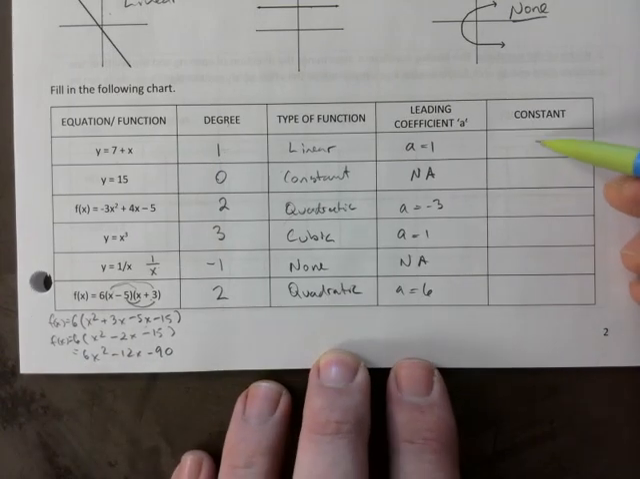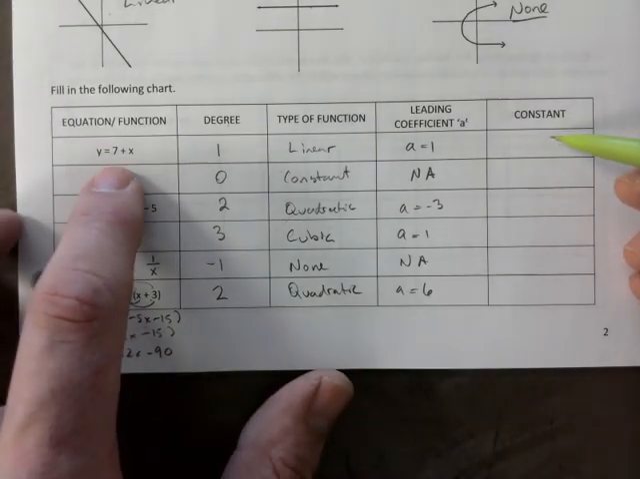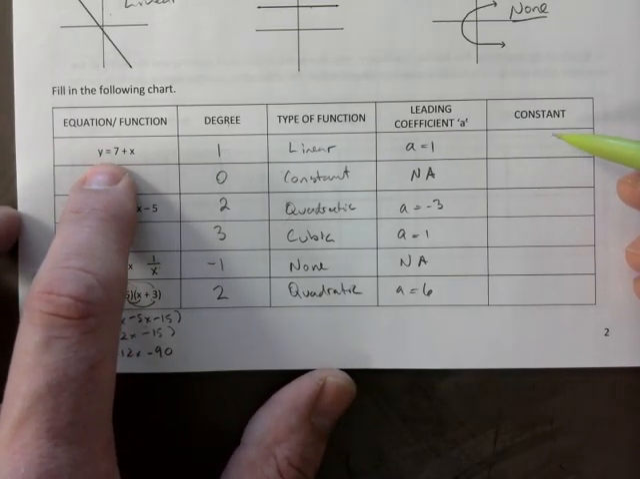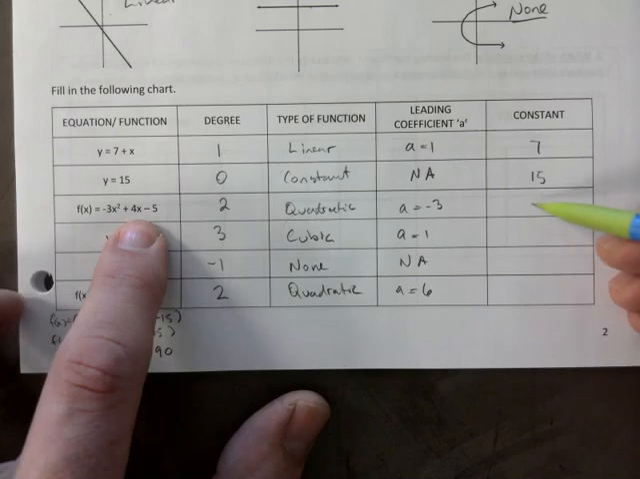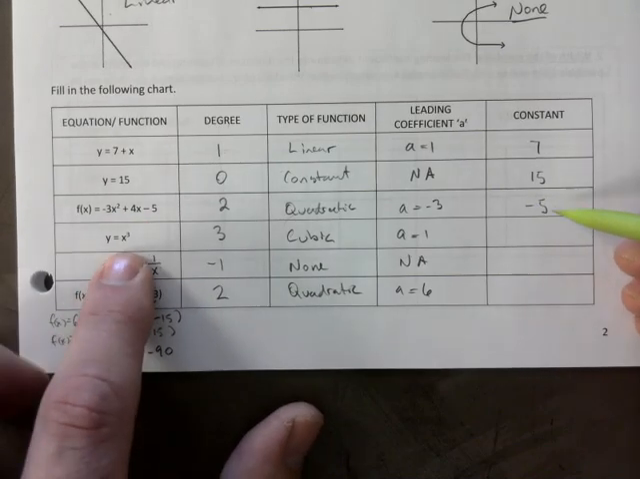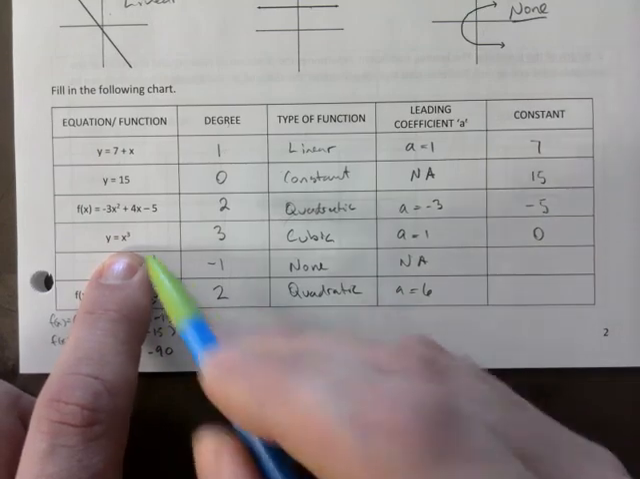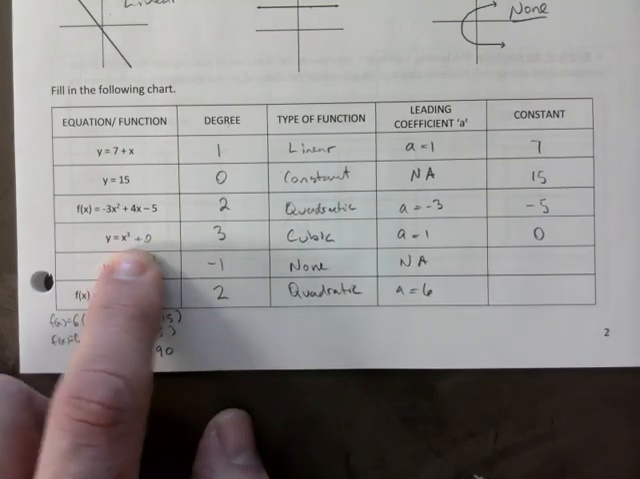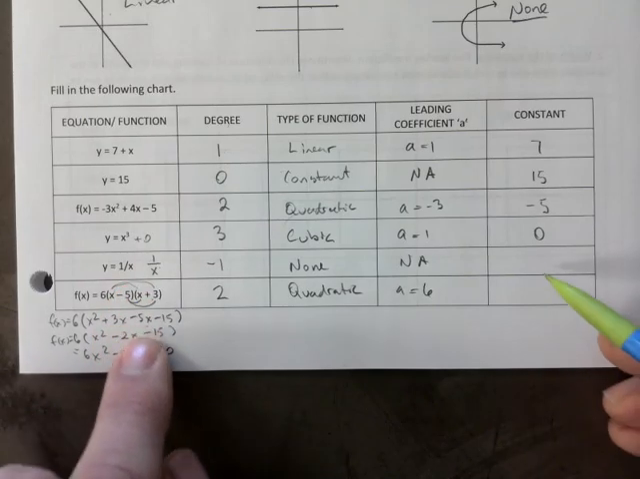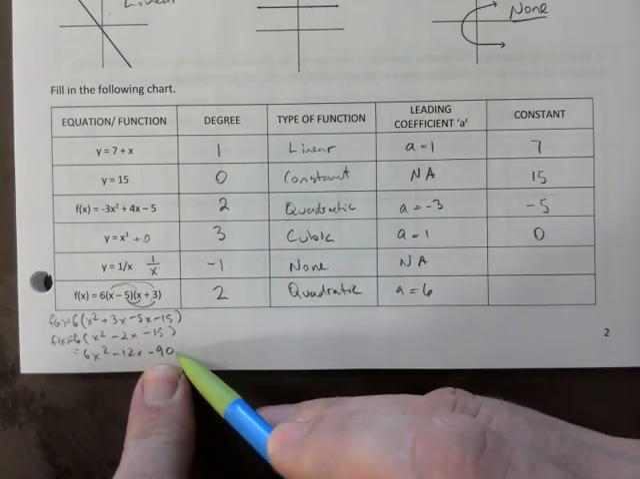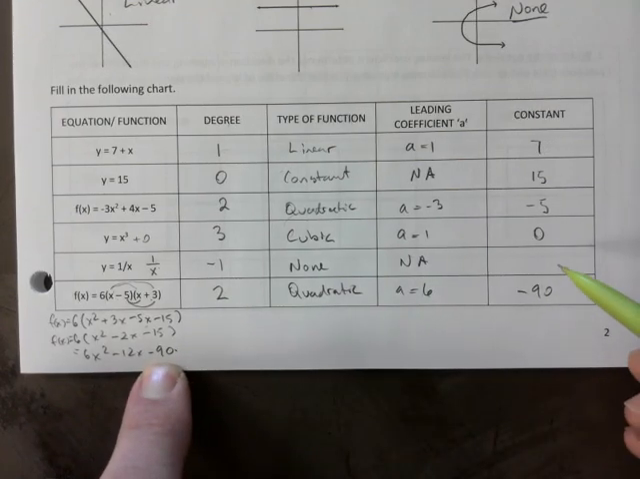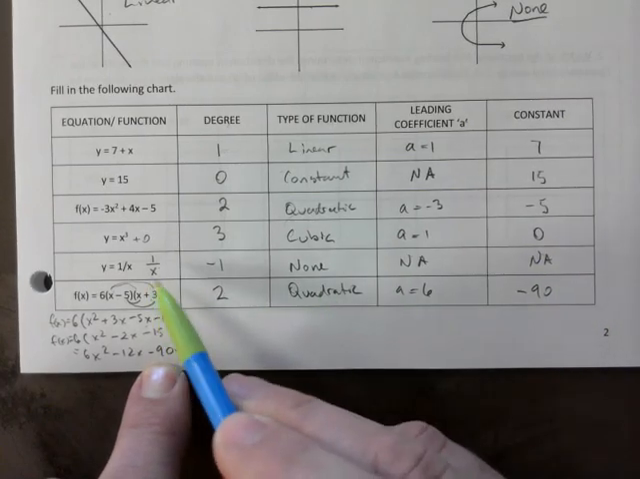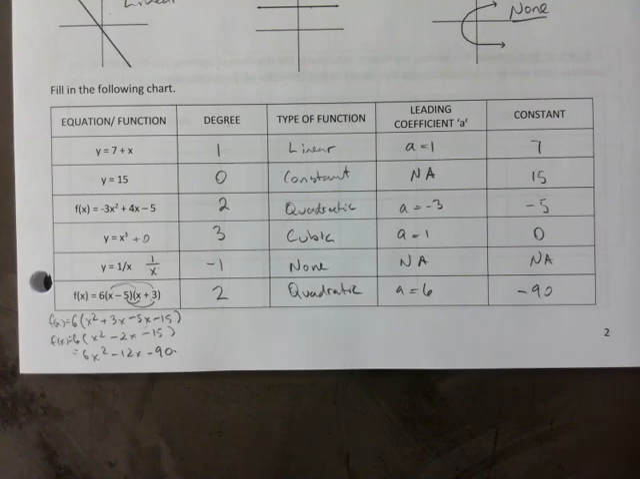Then let's go to the first one. What's the constant here? The constant is the number that's by itself without a variable, so it's 7. This would be 15. This would be -5. This would be 0. Okay, technically there's a 0 at the end. The last one here, you had to do the foiling, right? -90. We'll just go NA for this whole thing, all right? Because you're not going to see that. You don't have to worry about it.